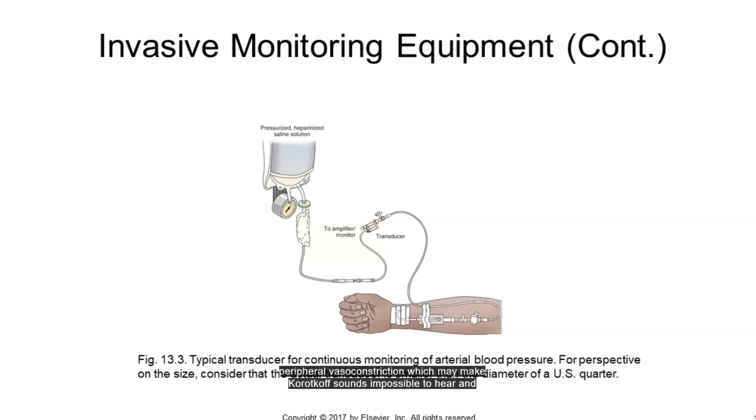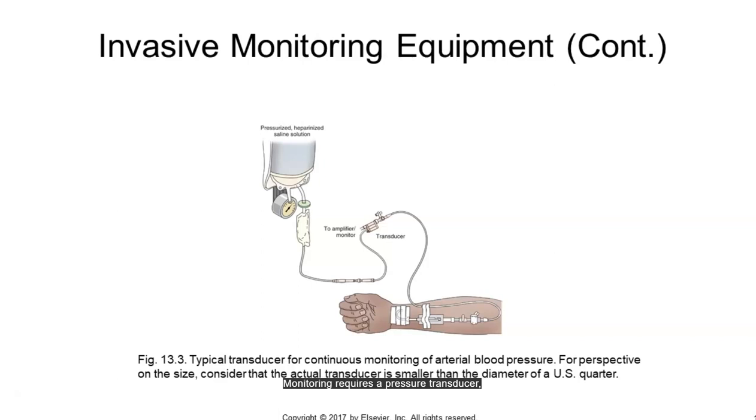For patients with hemodynamic compromise, a low stroke volume, and peripheral vasoconstriction, which may make carotid cough sounds impossible to hear and arterial pulse difficult to detect, this may be the only way to assess systemic blood pressure. Access is usually achieved by inserting a catheter, most commonly in the radial artery, although the femoral, and less commonly the brachial, axillary, ulnar, or dorsalis pedis arteries may also be access points.